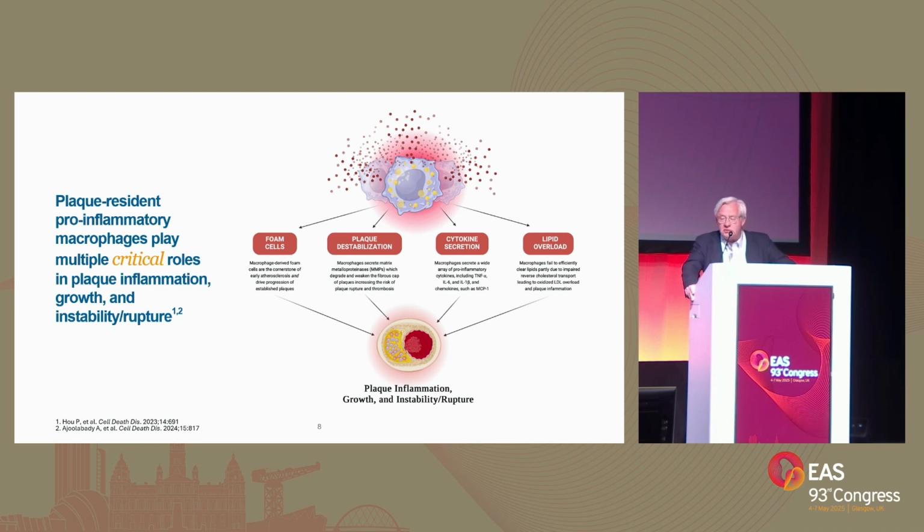Activating macrophages also secrete matrix metalloproteinases that are involved in the destabilization of the plaque by degrading collagen and elastin. They secrete the cytokines that activate the inflammation in the plaque. And inflammation also oxidizes LDL, which then comes into a vicious cycle. And eventually, if you have lipid overload in macrophages, they will die and release a lot of pro-inflammatory material.